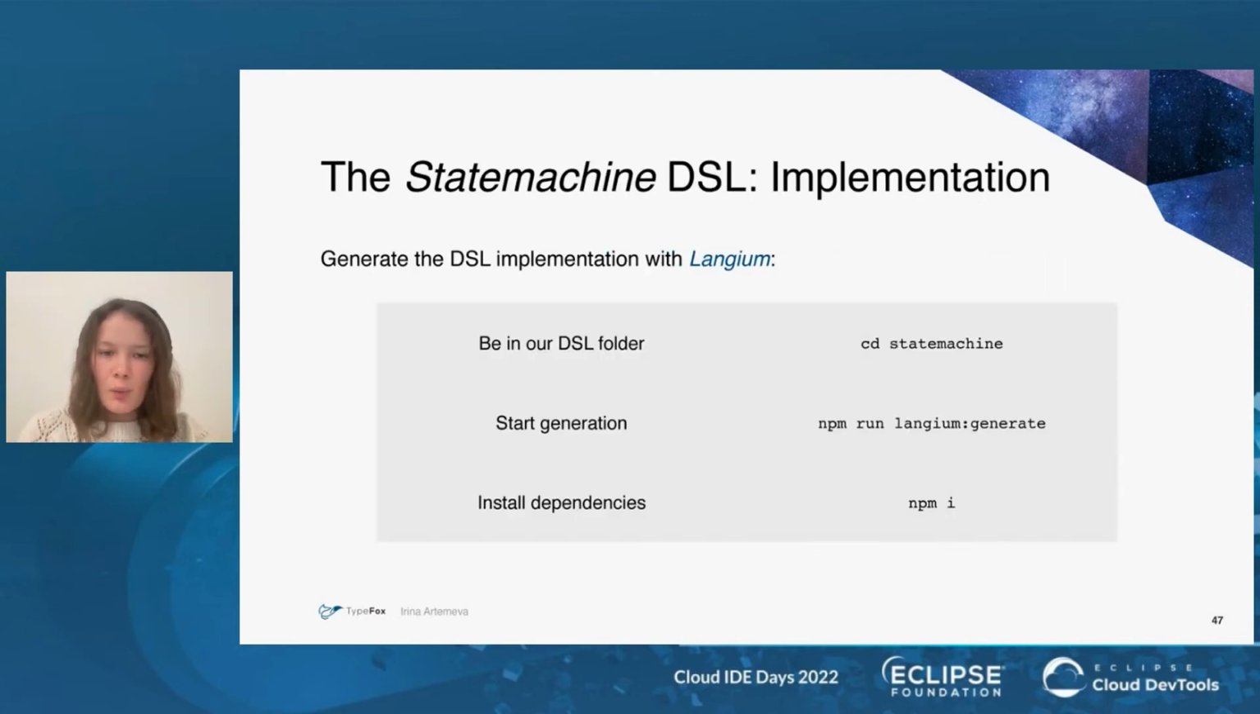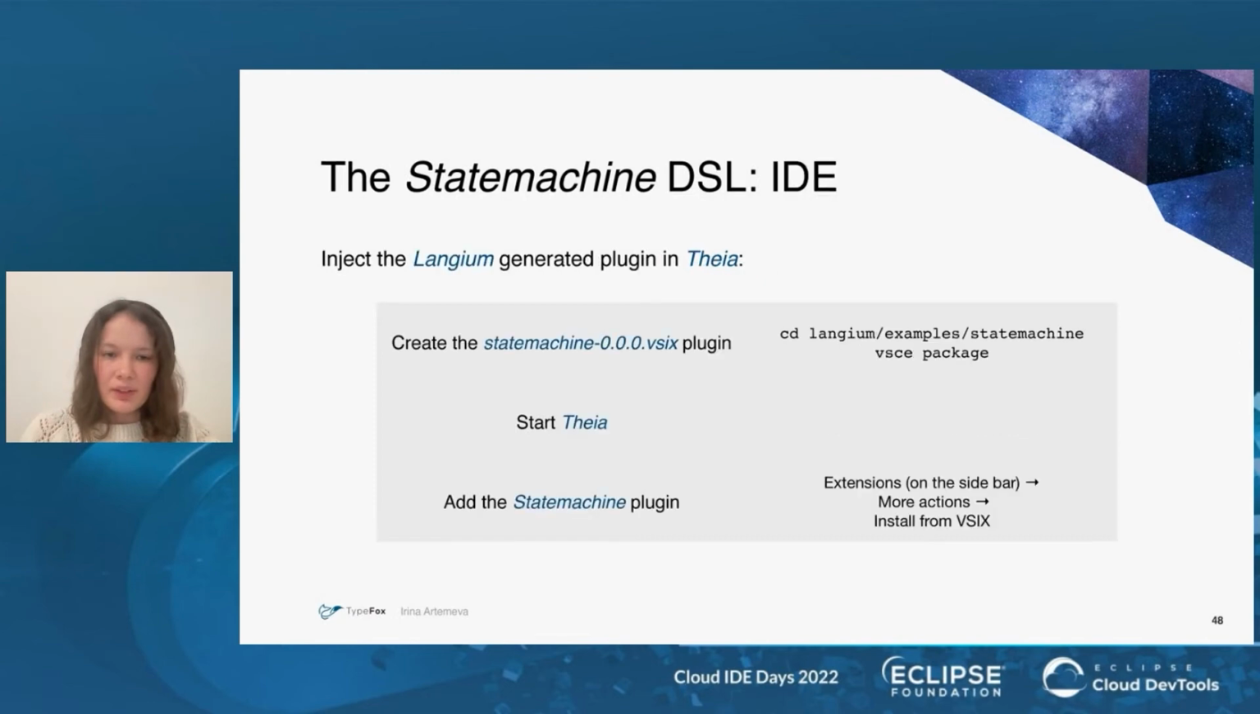Okay, now when our grammar is finished, we can come to generating the DSL implementation with Langium. For that, we need to be in our project directory and run the Langium generate command. Yay, now everything is ready and we can go to our last stage about IDE integration.